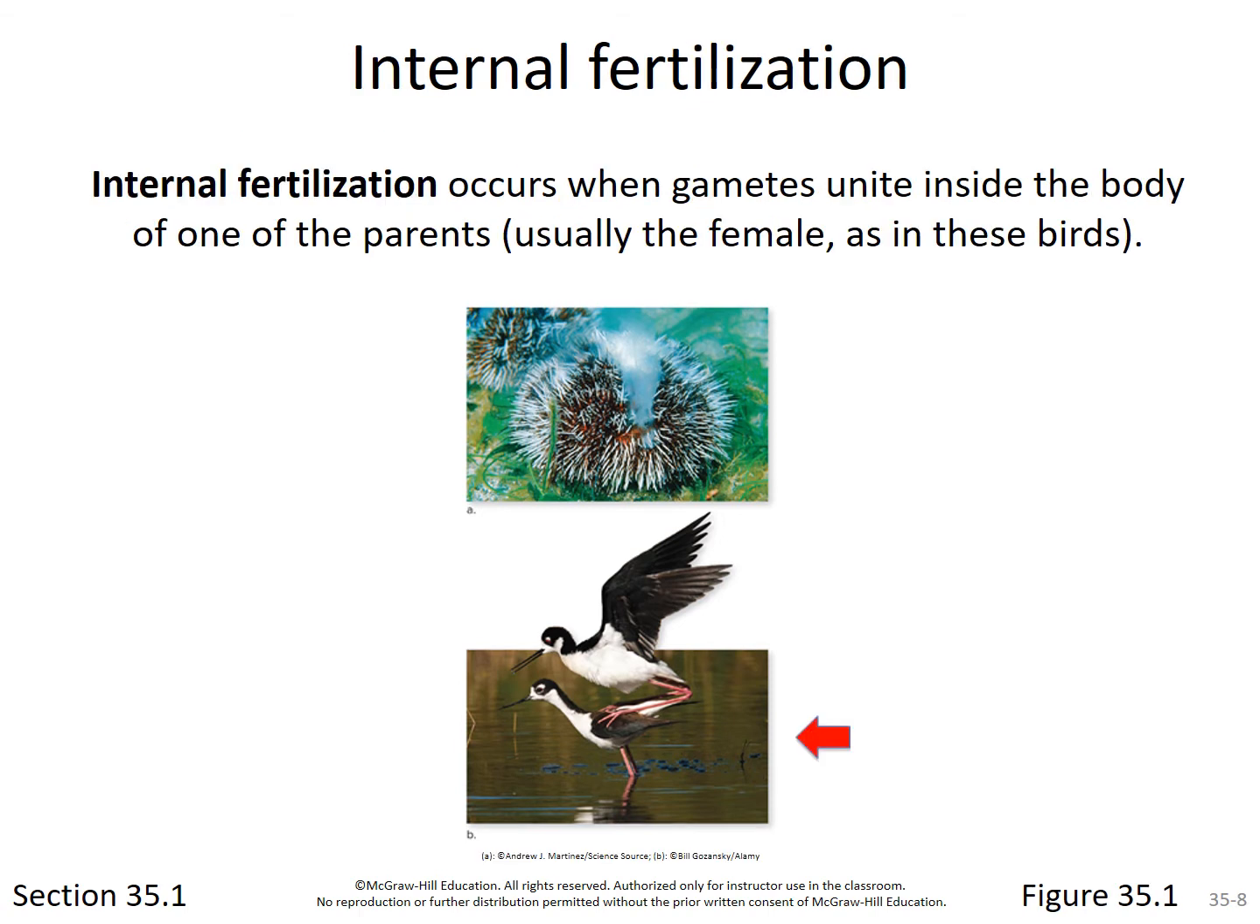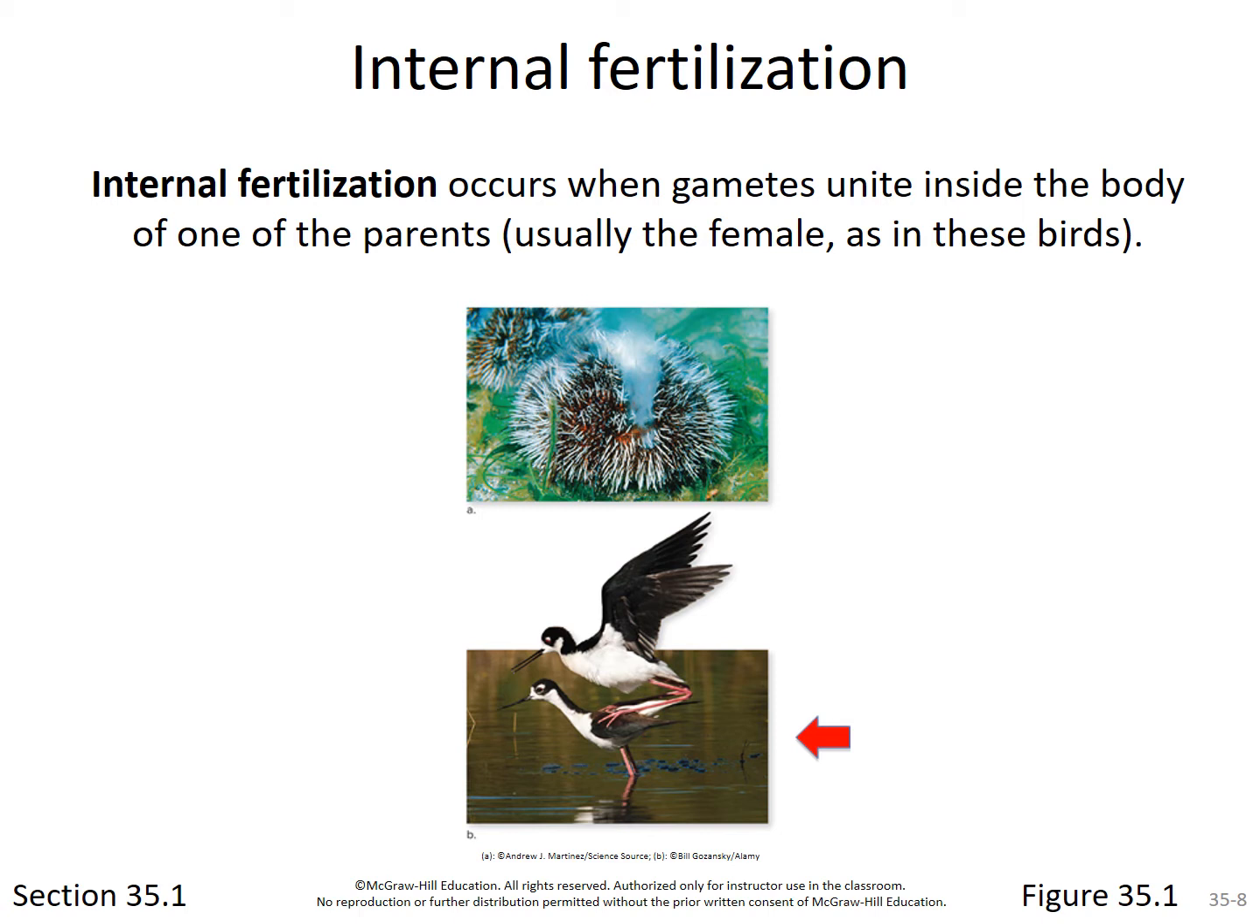Now, internal fertilization occurs when the gametes unite inside the body of one of the parents, and this is usually the female. I can't think of an instance where it doesn't happen inside the female, as in these birds. That is when fertilization occurs.